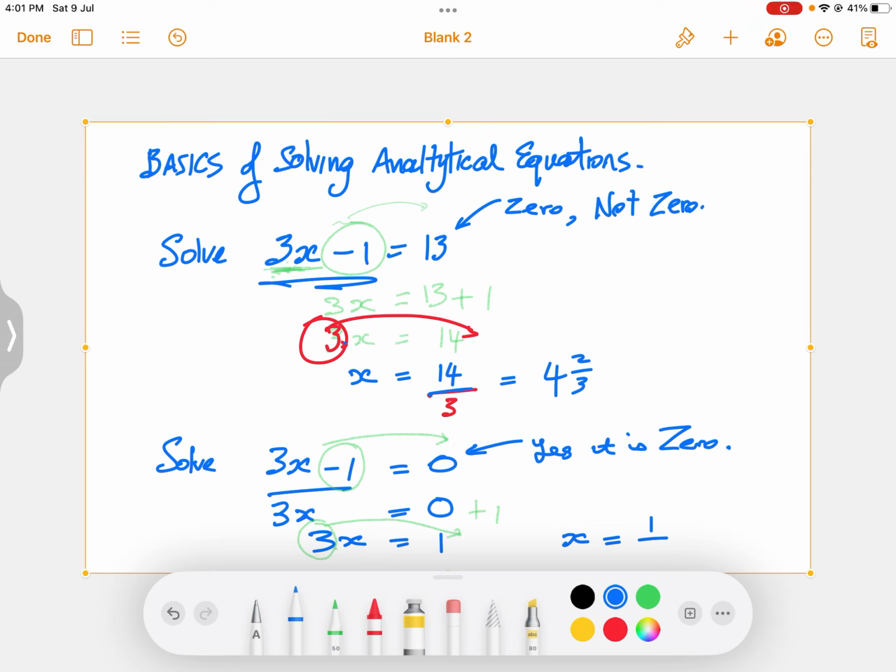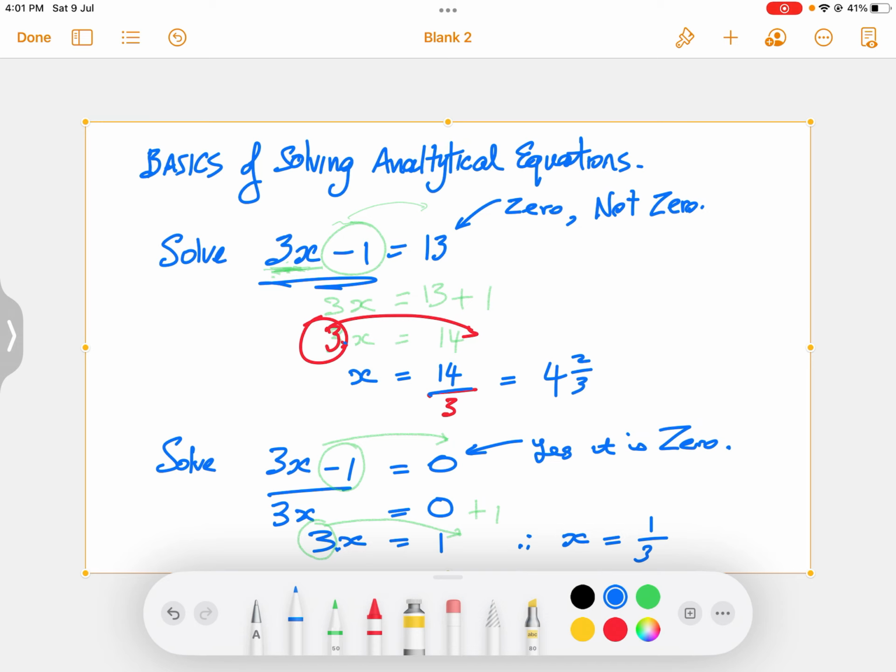And a divide 3 becomes divide 3. So it was times 3 on the left-hand side, but it's divide 3 on the right-hand side. And we're finished. This is the solution for part 2. Therefore, x equals a third.